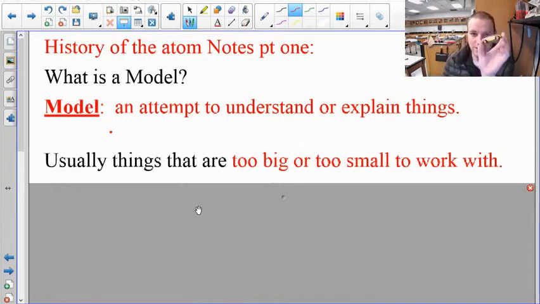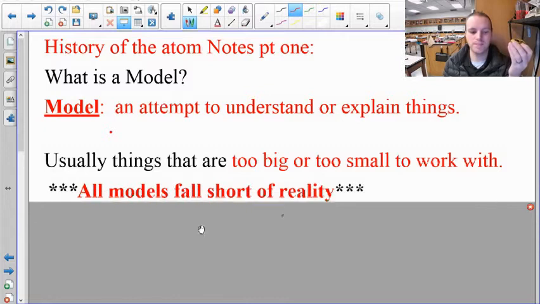So, for example, I got like this little car. And we can talk about this model car. Part of the reason why we need a model car is because you're not going to be pulling your car into my classroom because it's a little too big to deal with. So we use models to try and explain what we mean when we say a car.